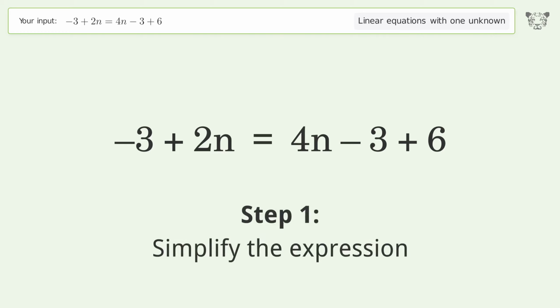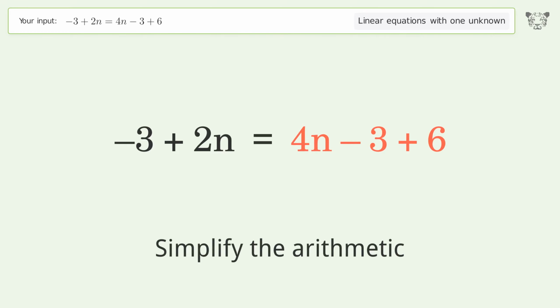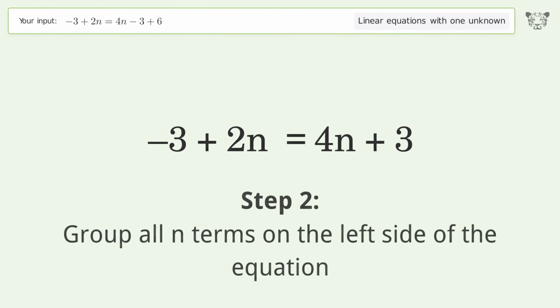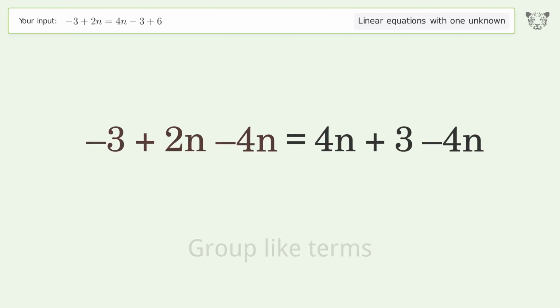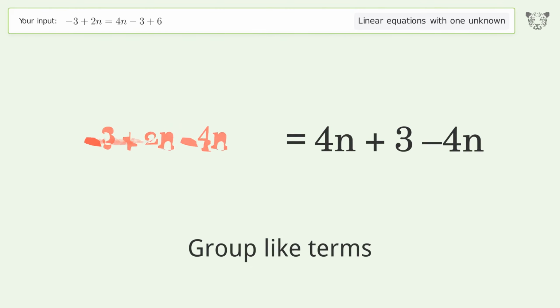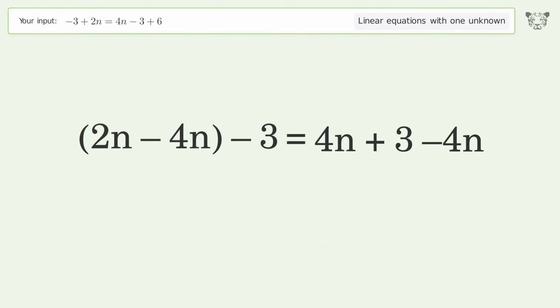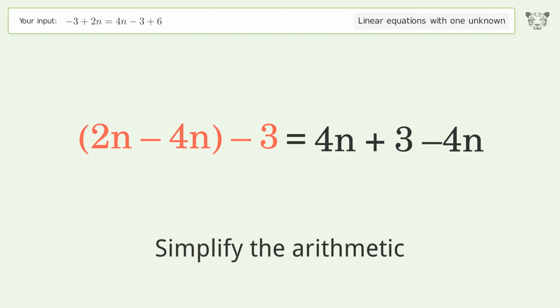Simplify the expression. Simplify the arithmetic. Group all n terms on the left side of the equation. Subtract 4n from both sides. Group like terms. Simplify the arithmetic.